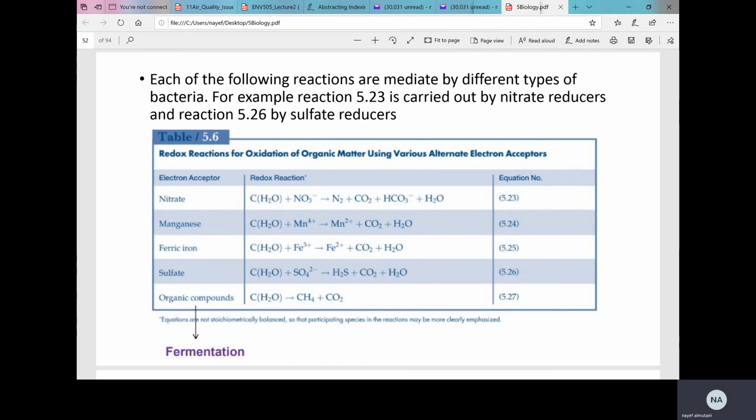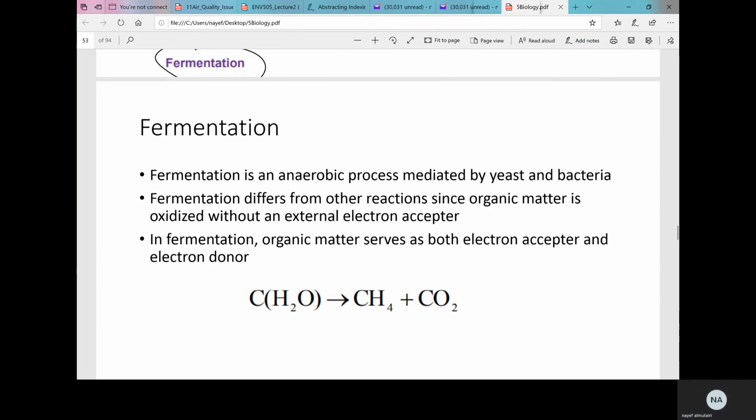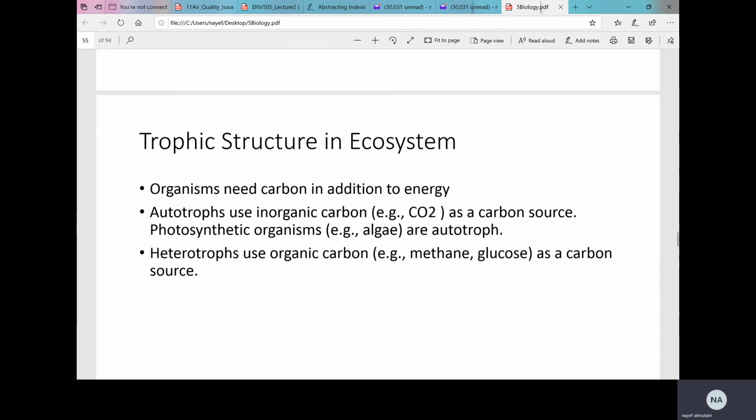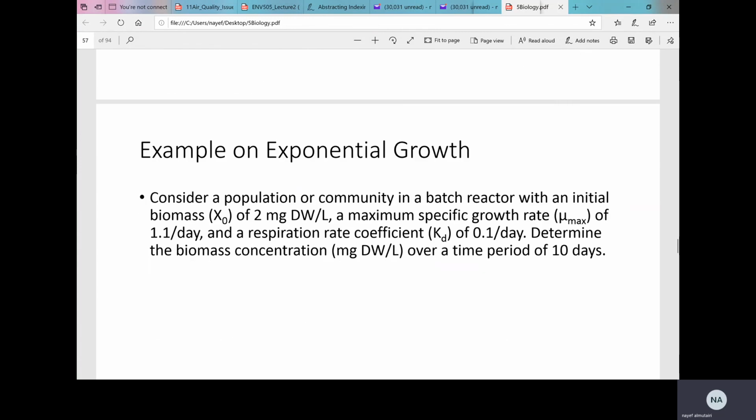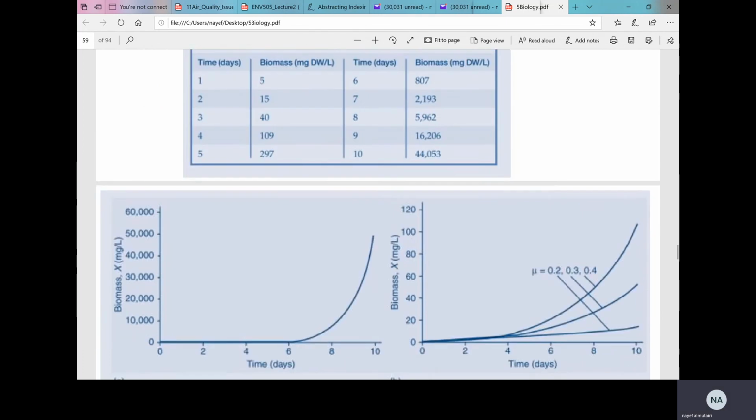So the anaerobic microorganisms could breathe nitrate, not oxygen, manganese, ferric iron, sulfate, and sometimes organic compounds as fermentation. So we don't have to worry about trophic structures, or the exam of exponential growth.